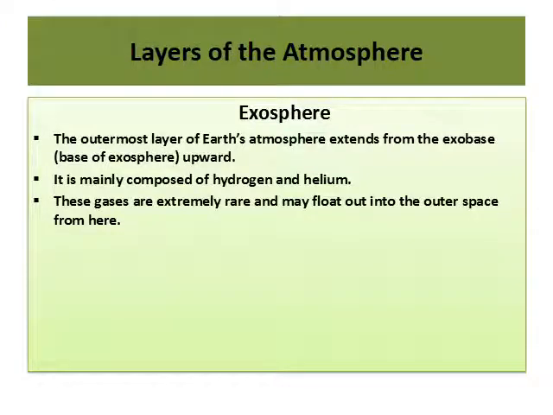The next layer is exosphere. The outermost layer of Earth's atmosphere extends from the exobase. Exobase is the base of exosphere upwards. It is mainly composed of hydrogen and helium. These gases are extremely rare and may float out into the outer space from here.